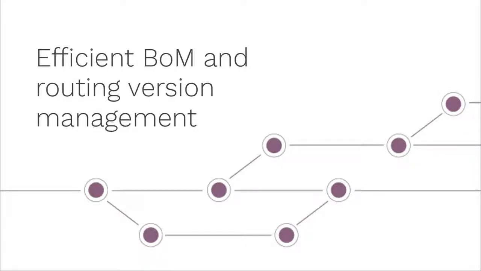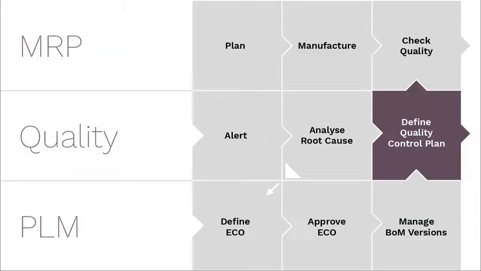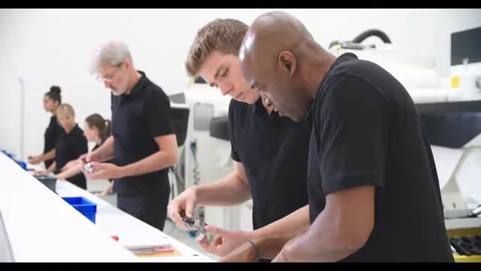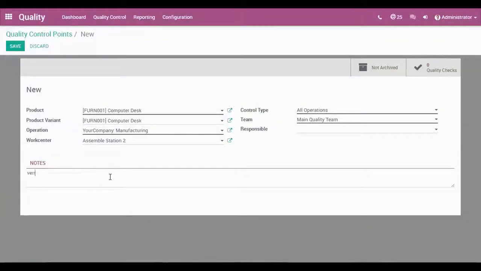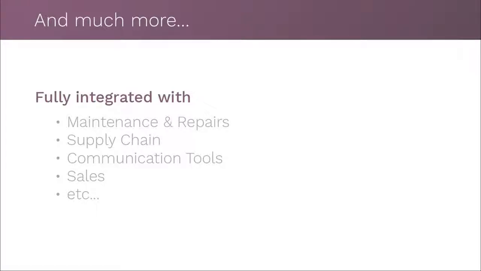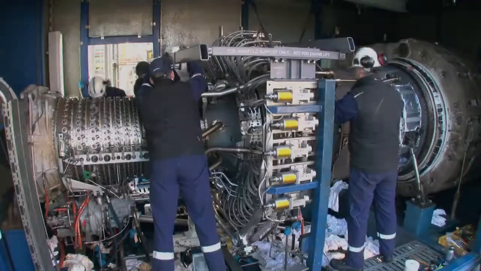It's easy to manage different versions of your BOM or routing with Odoo's powerful differentiate and merge features. When the engineering change order is deployed, you can check the first pieces produced with a quality control plan. Set up a new control point and the workers will receive instructions on their tablets. Odoo Manufacturing is fully integrated with maintenance and repairs, as well as inventory, purchase, and sales, keeping everyone in your supply chain on the same page.